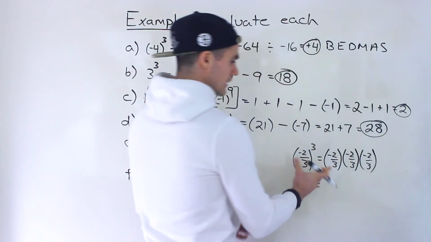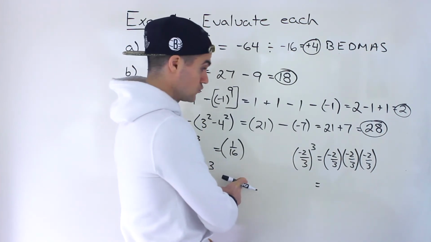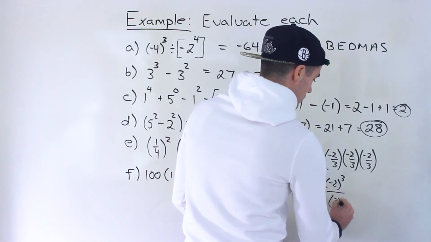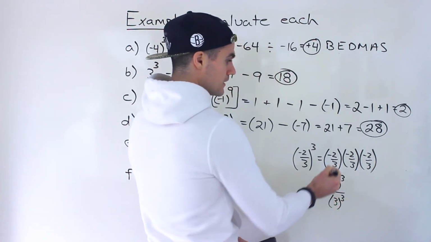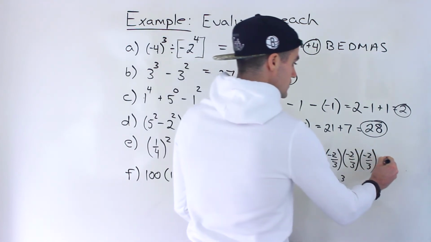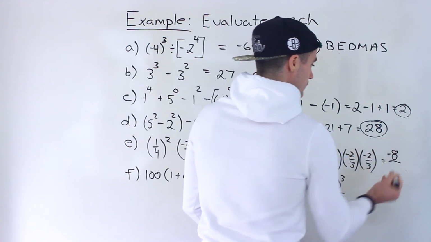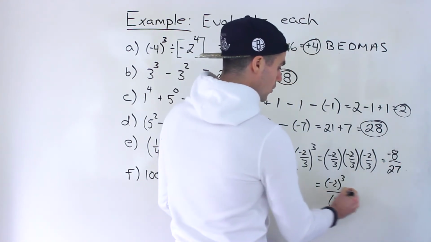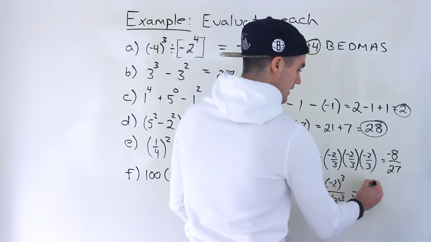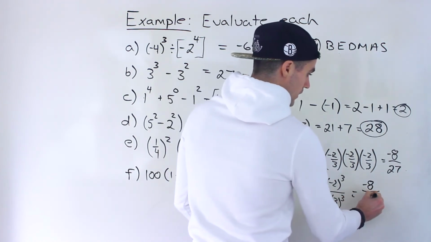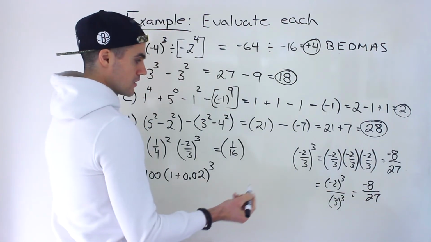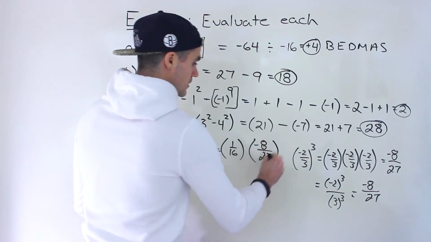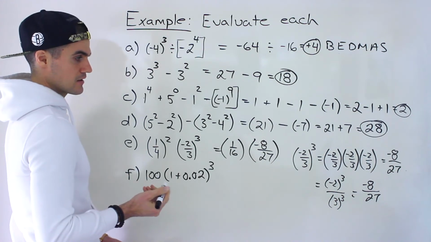Or if you want, as we did with that rule, we could take the negative 2 to the power of 3, and then we could take 3 to the power of 3, like that. Negative 2 times negative 2 times negative 2 would give us negative 8. 3 times 3 times 3 would give us positive 27. Or over here, negative 2 to the power of 3 would give us negative 8. 3 to the power of 3 would give us 27. Right, so whichever way you do it, this ends up being negative 8 over 27, like that.